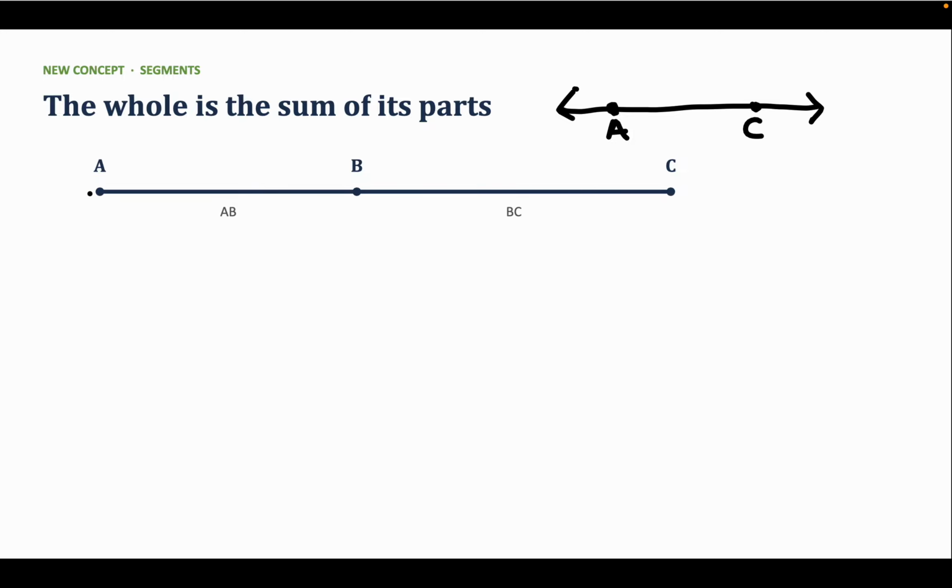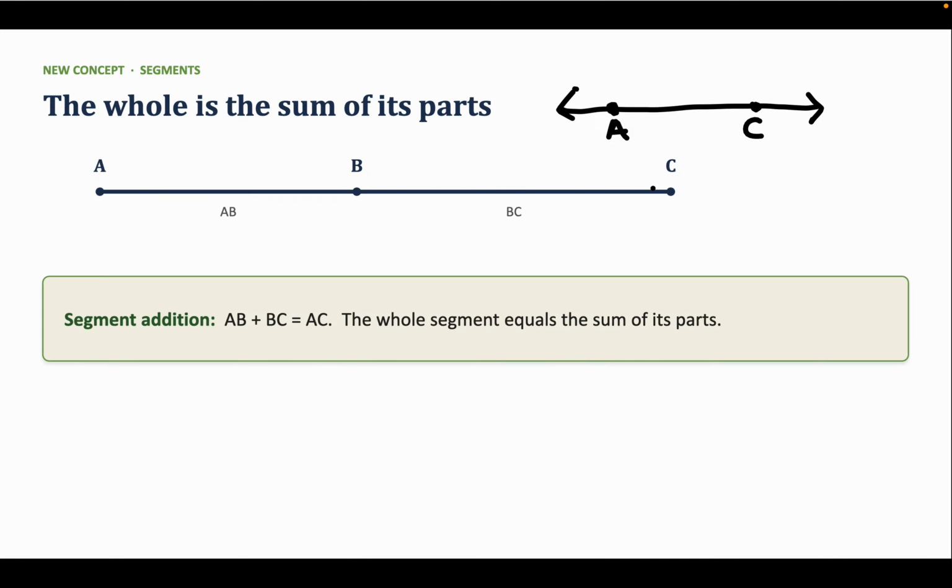And you'll notice there's one big line segment from A to C. And then there's two smaller line segments from A to B and B to C. And so we have what's called segment addition, where we add the lengths of the segment AB plus the segment BC, which gives us the whole length of the segment AC. And that's how we note them. It's just the letters that represent the points, the endpoints of your segment. So the whole segment from A to C equals the sum of its parts, AB plus BC.